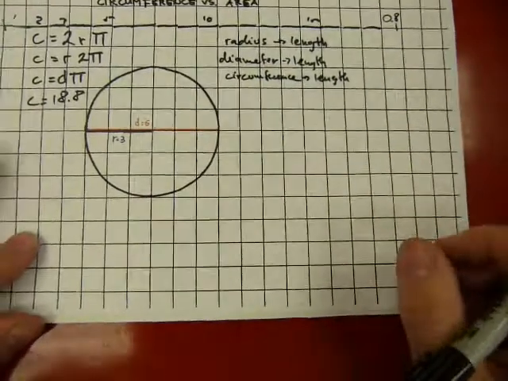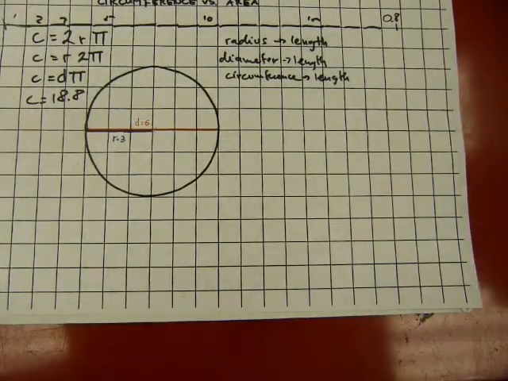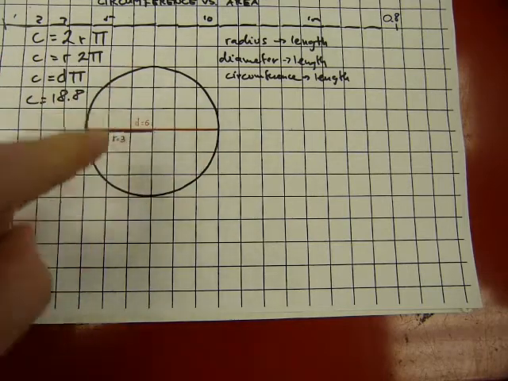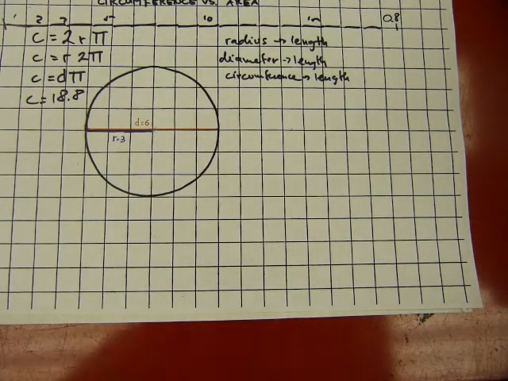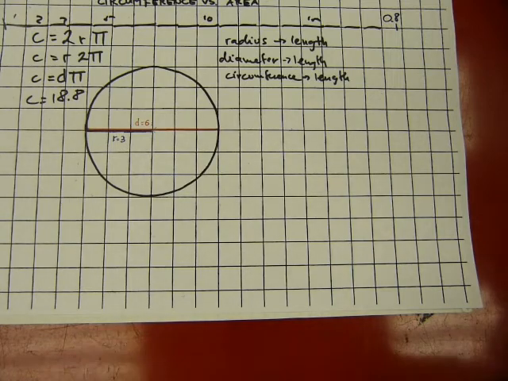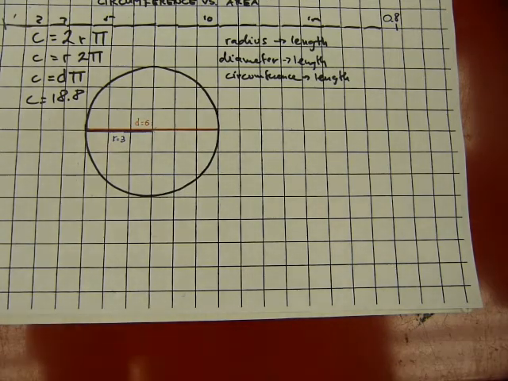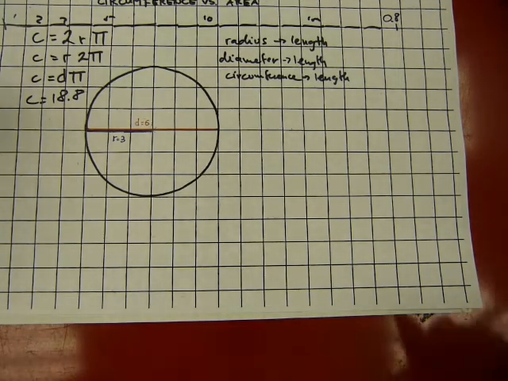Now area. Its area is going to be here. Area is a different concept. Area means filling this shape out with the squares, square tiles to be exact.